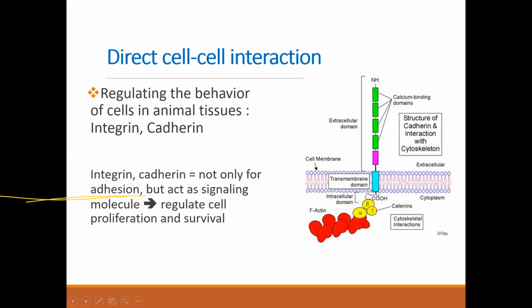The C-terminal is the part of the cadherin molecule that binds to the cytoskeleton of the cell, and also binds to the actin filament, the red one. Cadherin also has a transmembrane domain and an extracellular domain here. Because this cadherin binds to the actin filament, we call this an adherens junction, right? And this cadherin also serves to regulate cell proliferation and survival.